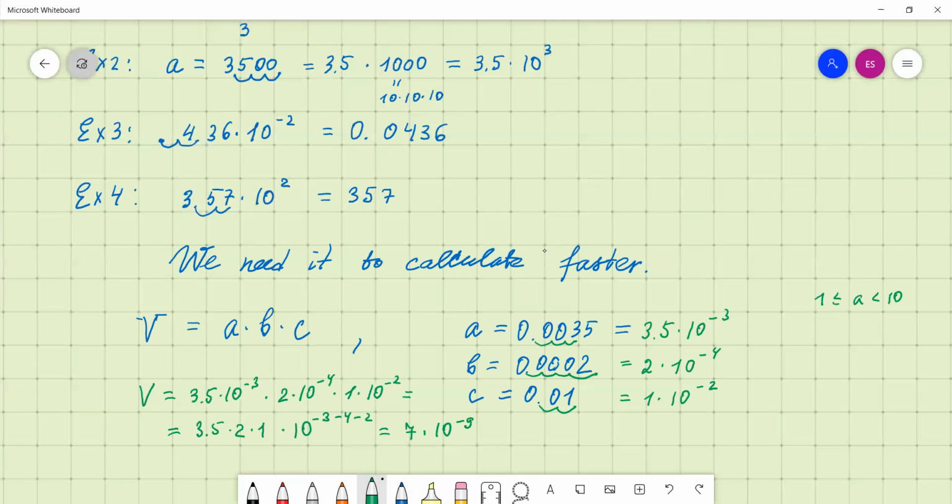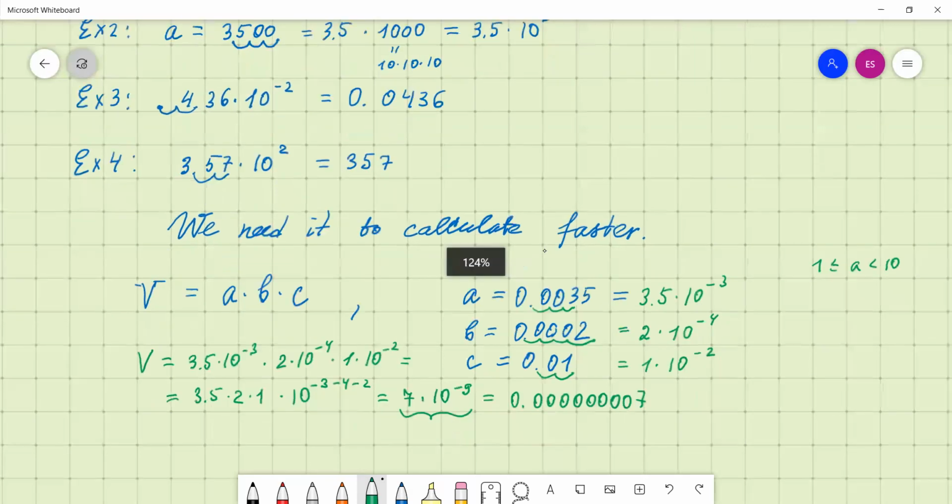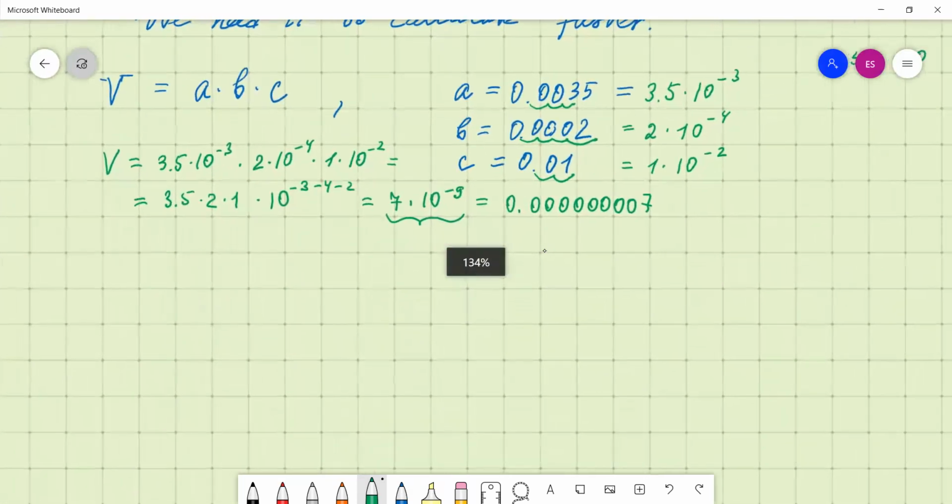And this answer, if you write it in a regular form, is going to have lots of zeros. So I'm going to write it down. That's going to be 0, 1, 2, 3, 4, 5, 6, 7, 8, and 7. It's not very convenient. It's much more complicated if you write it down like this, right? Okay, so we're kind of done with scientific notation. Please use it whenever you can.